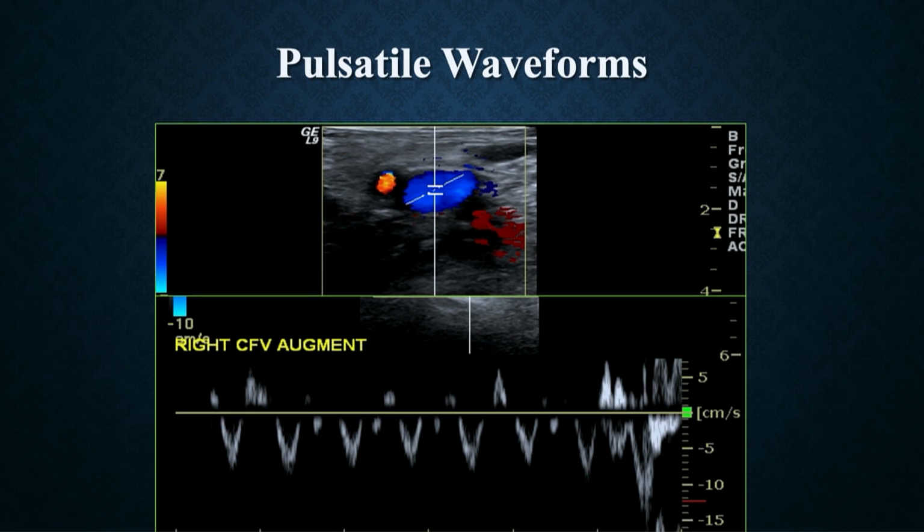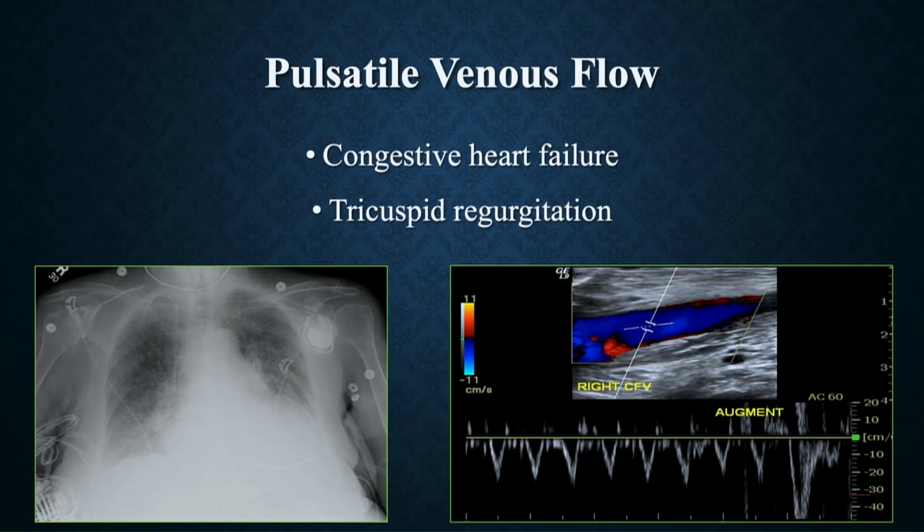This is a classic finding. And if you look at the waveforms, you'll see it frequently. This is pulsatility related to cardiac disease. It's either congestive heart failure, tricuspid regurgitation. It looks like it could be arterial, but it's not. It's not a fistula. Remember, fistula is unidirectional flow. This is going on both sides of the baseline.